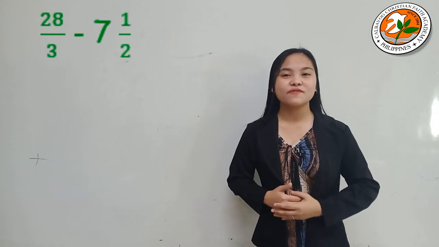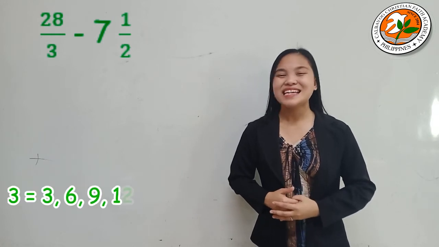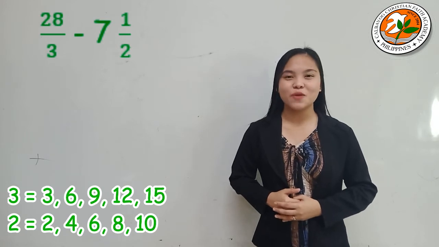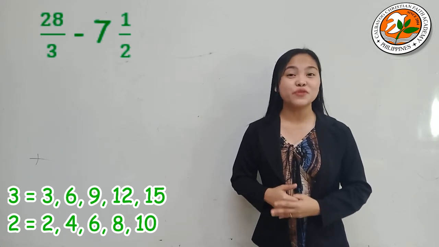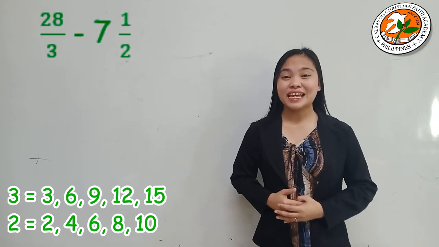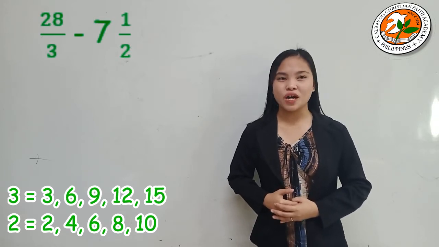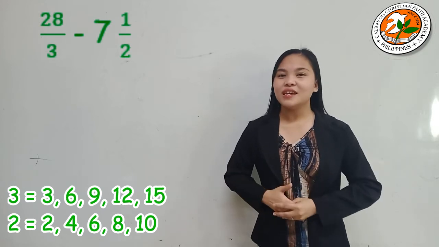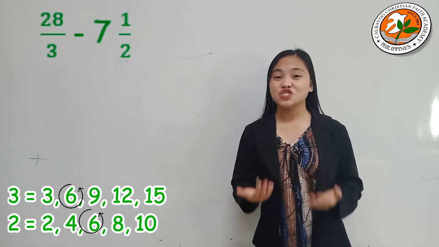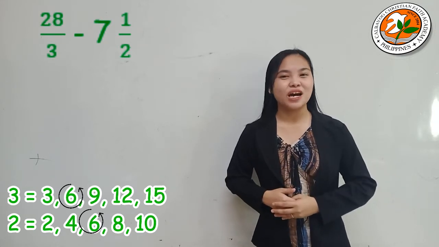So the multiples of 3 are 3, 6, 9, 12, 15, and so on. Next, the multiples of 2 are 2, 4, 6, 8, 10, and so on. Since we have already our common denominator, which is 6, we can change it now to similar fractions.